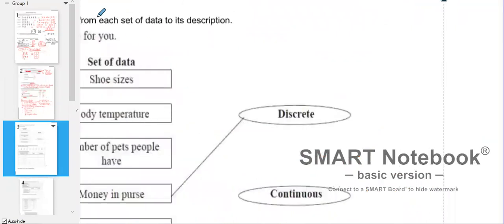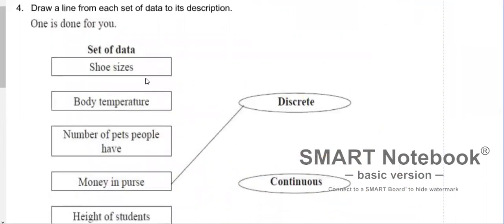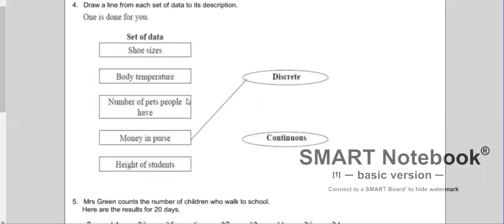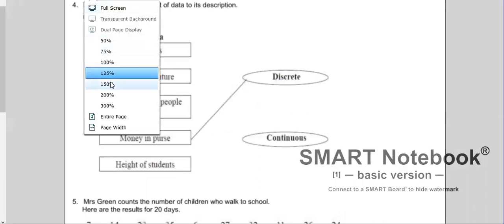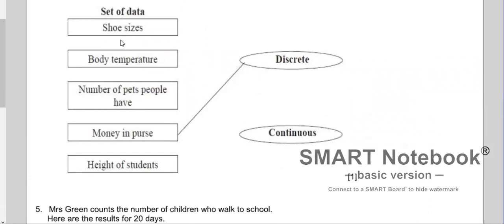The next part is this part here. Let me try to zoom out so that you can see everything. All right. So we are supposed to draw a line from each set of data to its description. One is done for you. We have sets of data here: shoe size, body temperature, number of pets people have, money in a purse, height of students. On the other side, we have two vocabularies here: discrete and continuous. Let us see what they mean.